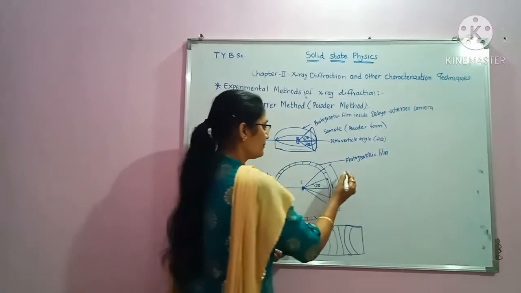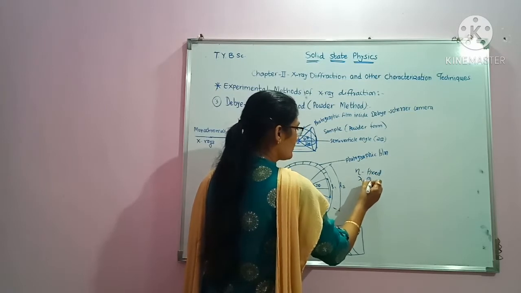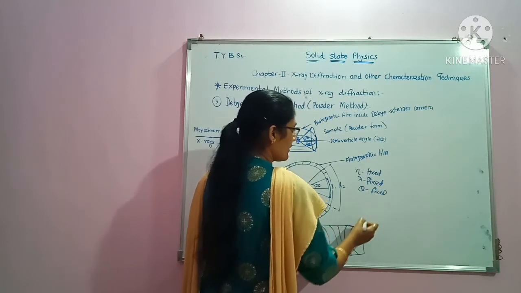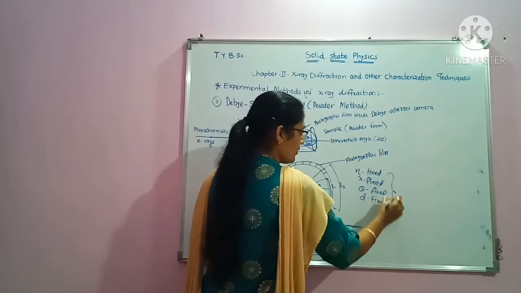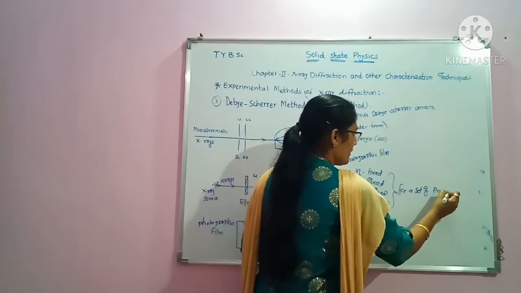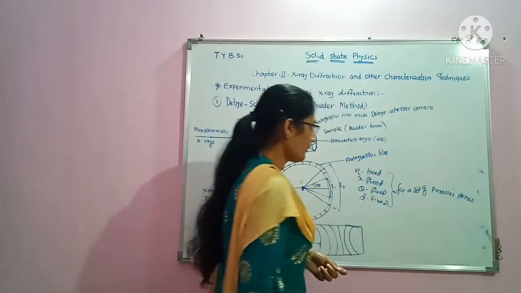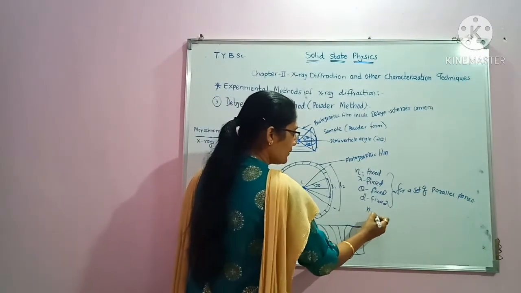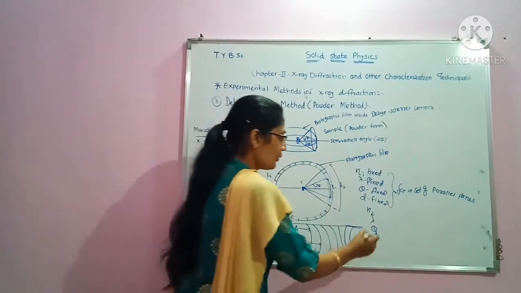So for a fixed n value, a fixed lambda value, theta is fixed, then d value is fixed for a set of parallel planes. Now here suppose n1, then one can have n2, with lambda, theta and d, like that.